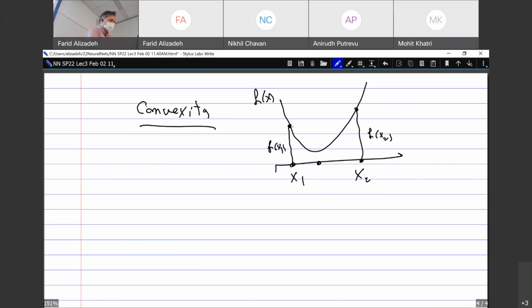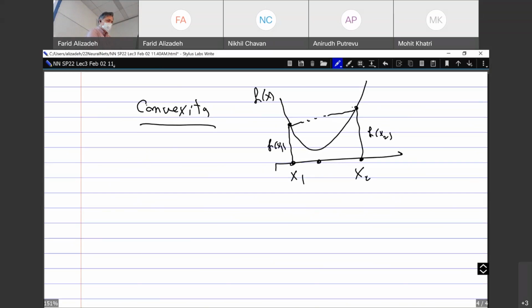Now, if you draw a straight line between f of x1, so this point is x1, f of x1, and this point is x2, f of x2, right? If you draw a straight line and then choose an arbitrary point in between x1 and x2, let's call this x3, okay? So f of x3 is always less than basically where x3 will hit that line that connects these two. Okay, it's bowl-shaped.